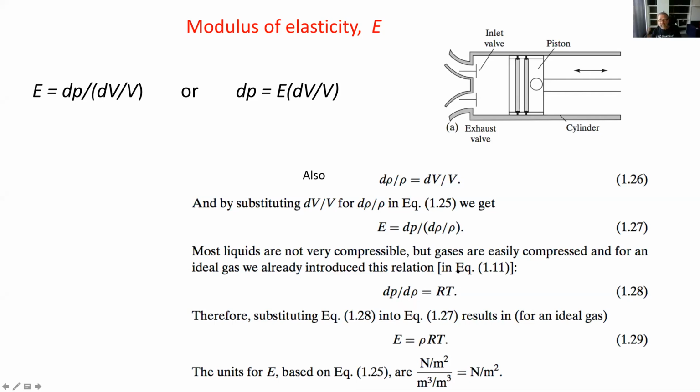For an ideal gas, because P over rho equals RT, dP d rho is going to be equal to RT. And therefore, E for the ideal gas is going to be rho times RT, okay? That's it. And the units, as I mentioned, are going to be the same as pressure. Well, very simple. This is also a property of a fluid. Let's have an example and see how much that is.